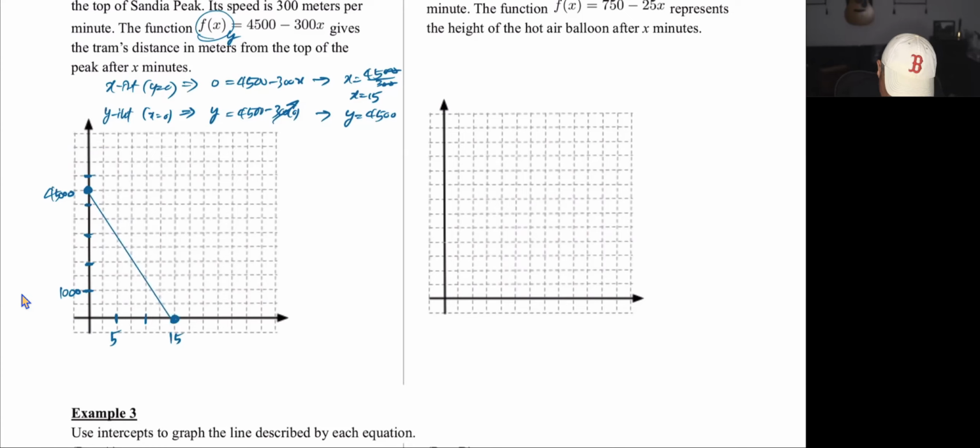And here, because we're in the first quadrant only, this is all you gotta do. And this is x, and this is f of x. That is step 1. Part 1, that is.